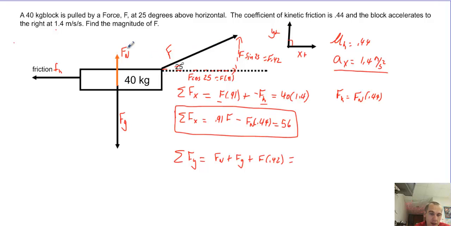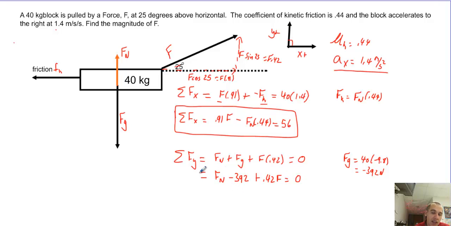I'm going to assume that this force is not big enough to accelerate this thing up off the ground. So the normal force sums with all the other things, we're going to get 0. Now, I can start plugging in things I do know, because I do know Fg is equal to mass, 40, times the acceleration due to gravity, which is negative 9.8. So 40 times 9.8 is negative 392. So I do know the force due to gravity is negative 392 newtons. Rewrite this and I get the normal force minus 392 plus 0.42 F equals 0.